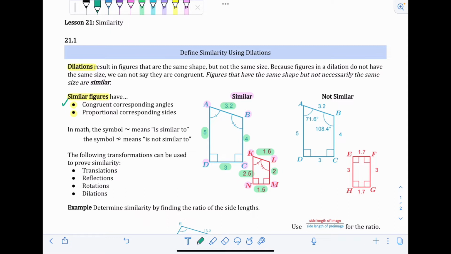Okay, so it checks both the boxes. They have corresponding angles that are congruent and proportional corresponding sides. And then if we look at the two figures that are not similar on the far right side, just looking at say angle A and angle E, those are corresponding and they're not congruent. As soon as you have one pair of corresponding angles that are not congruent, that means they're no longer similar. They can't possibly be the same exact shape if the angle measurements are different.